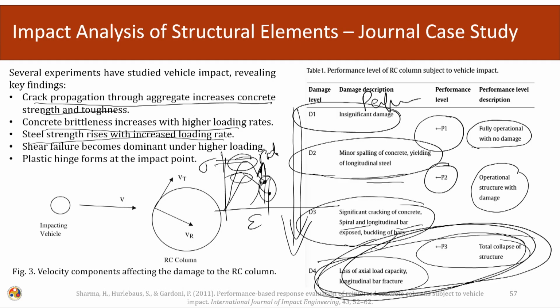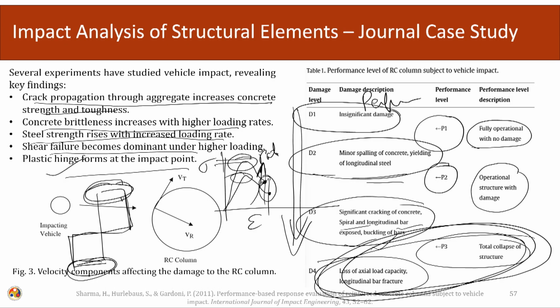Shear failure becomes dominant under high impact loadings. So, when we are dealing with high impact loading, shear failure becomes the dominant phenomenon. And the plastic hinge forms at the impact point. What is the plastic hinge formation? What we are saying is that in case of reinforced concrete, for the entire cross section, the crushing of the concrete has occurred in the entire cross section. So, this is the meaning of the term formation of plastic hinges.